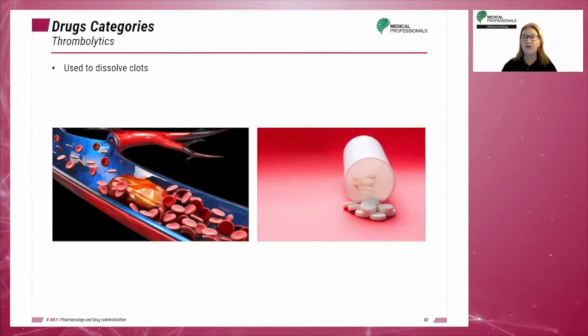Thrombolytics are drugs used to dissolve clots. Alteplase or Activase is a recombinant form of human TPA. It is used to treat a stroke caused by a blood clot or other obstructions in blood vessels.